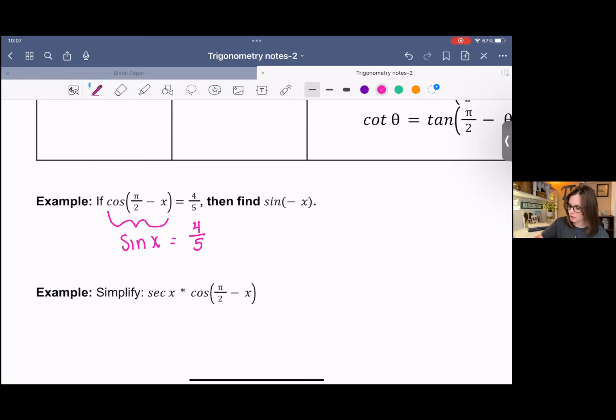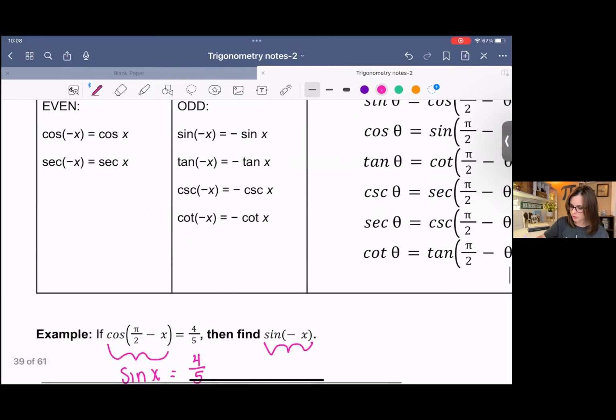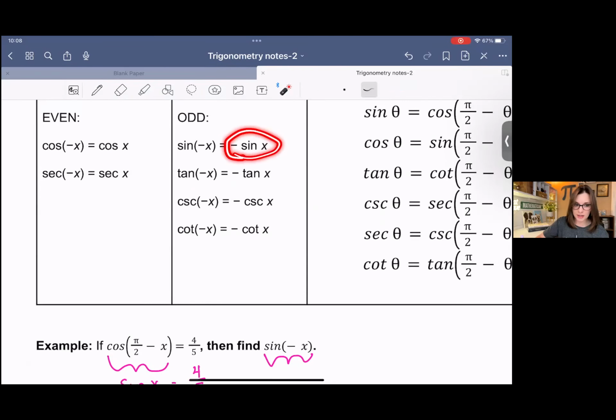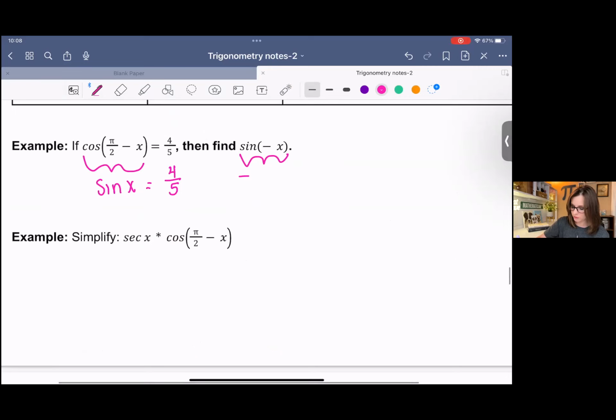I also know that sine of negative x is equal to negative sine x. So I'm going to substitute that, negative sine x. But I stated on the left side that sine x is 4/5. Bring down the negative. So your answer is negative 4/5. That's it. So you can see how having those identities handy is definitely helpful.